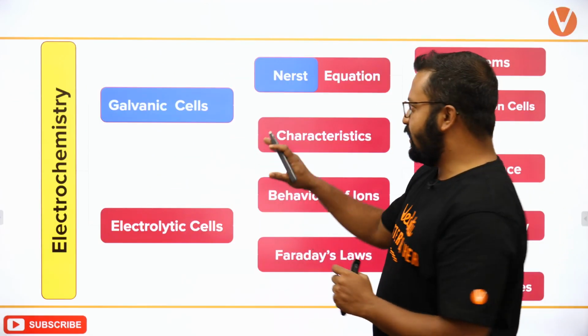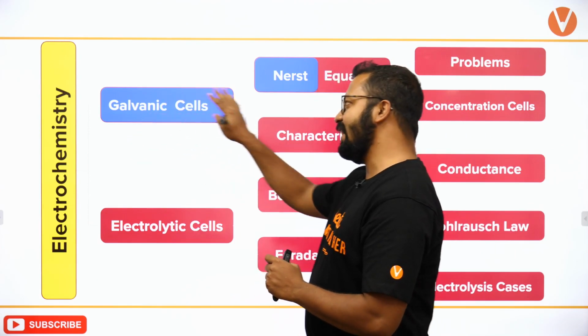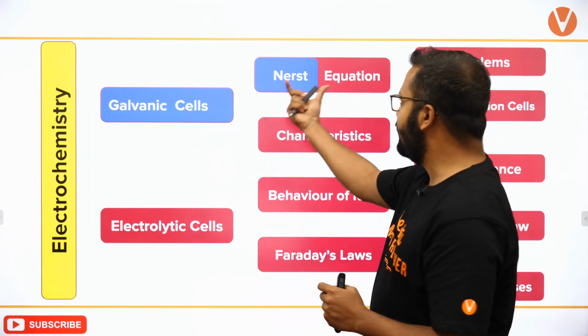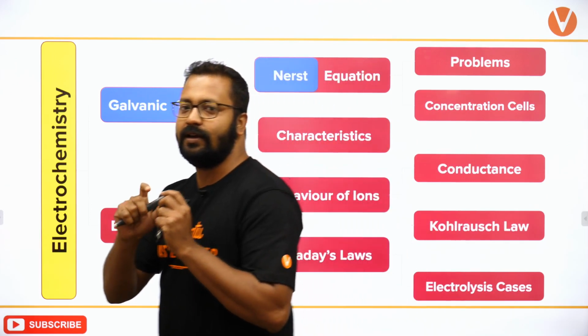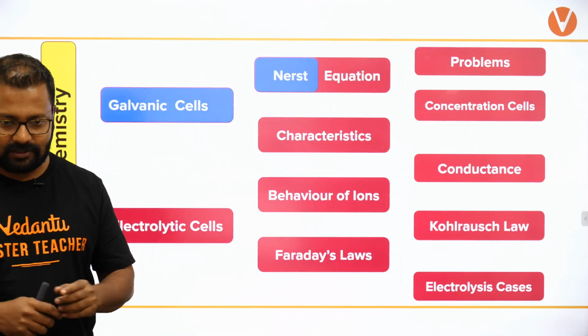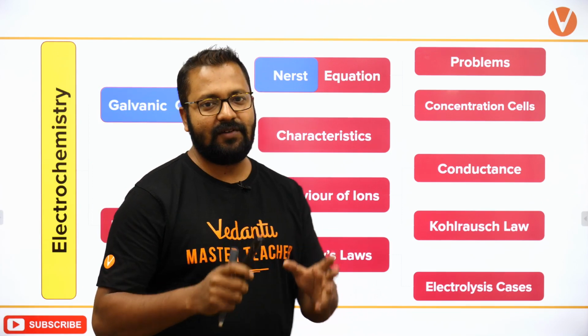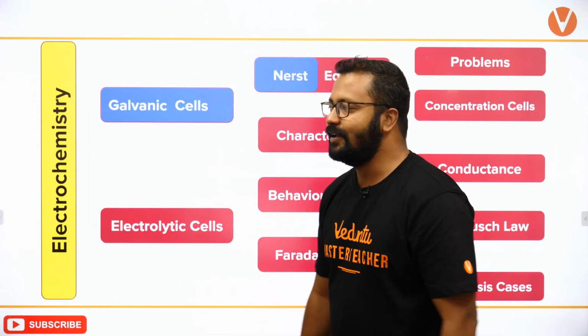We did half of galvanic cells in the last class. Today we will finish galvanic cells completely, and we will start with the basics of Nernst equation. Okay, we'll start with the basics of Nernst equation.